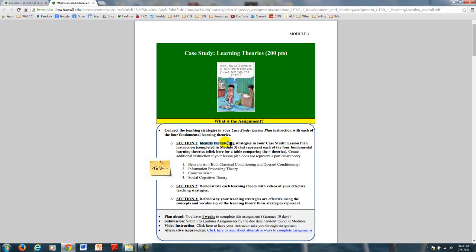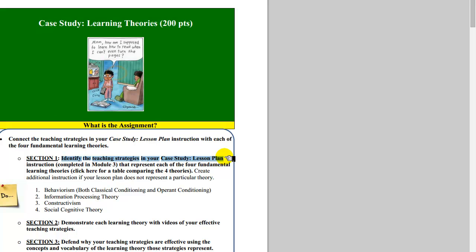You're going to look at your teaching strategies in your case study lesson plan, and you're going to see if you can figure out which one is represented by which fundamental learning theory. So basically you have 4 choices here. If you do group work, which one of these 4 corresponds to group work?